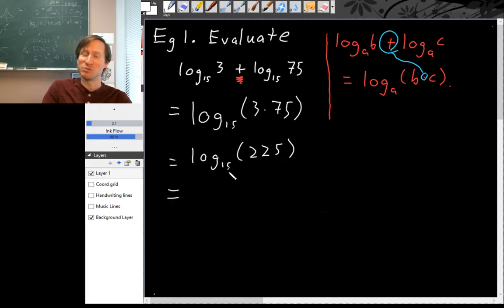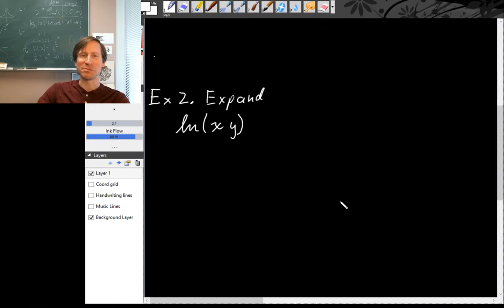So what power would you put on 15 to get 225? That would be the second power. So this expression with two log base 15s, it looks really bad at first, but in fact, it's just 2. All right, let's look at another example.